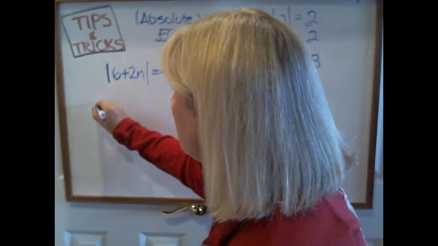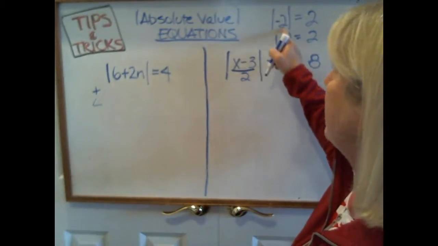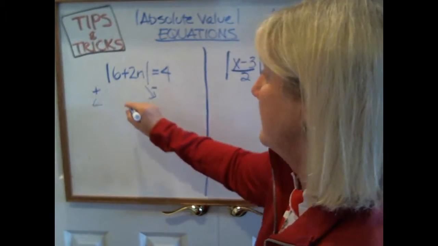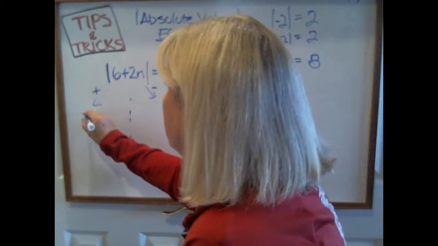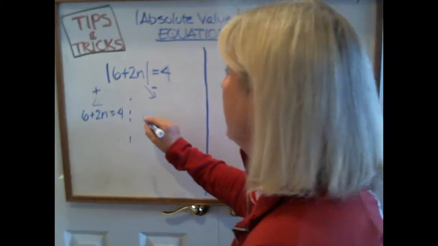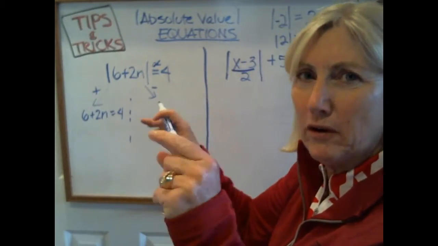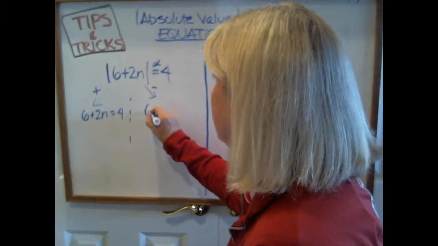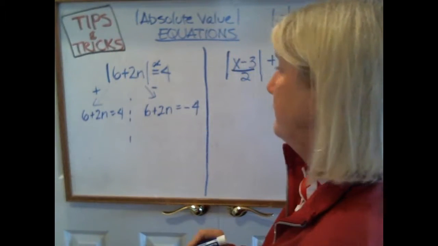And I let down one this way, and this will be my positive answer, because remember we can have a positive answer and a negative answer. And this way, it'll be my negative answer. So I'm going to set up two different equalities. The positive one is just 6 plus 2n equals 4. And then this is going to be an or, because these don't overlap. These are just points because they're equal. And then we'd have 6 plus 2n would equal -4.